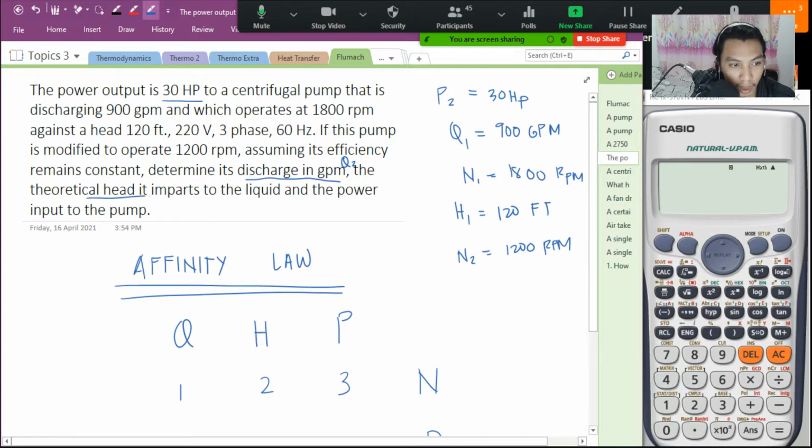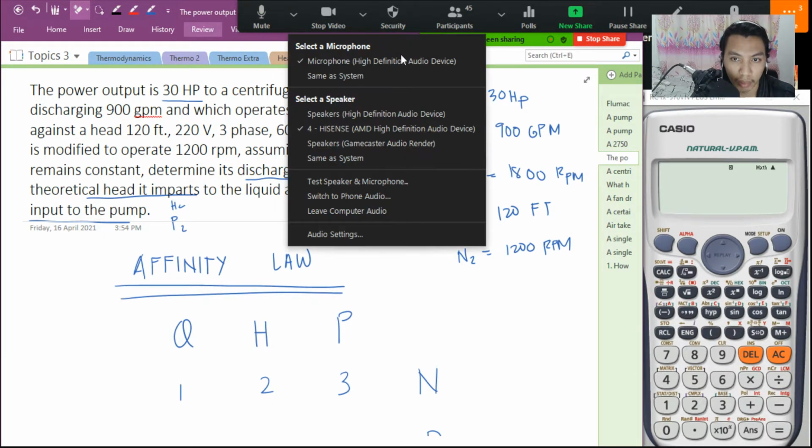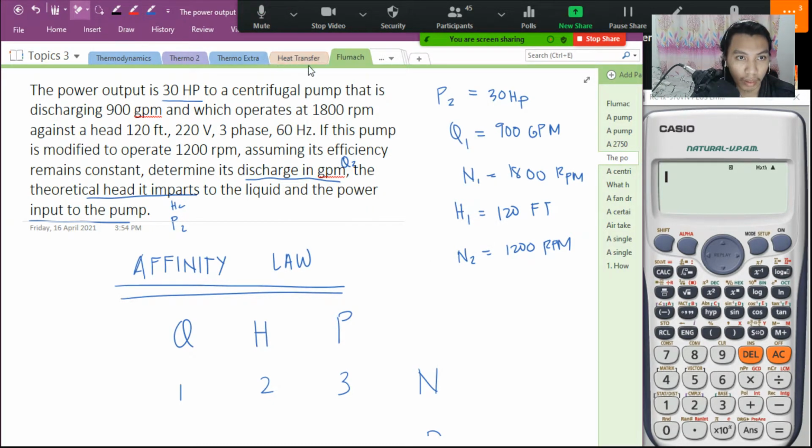The theoretical head, which is H2, and the power input to the pump. No, power input. That is P1. Is this P1? No, P2. This should be P1. Why did I make it 2? That is P2. Okay. That works.